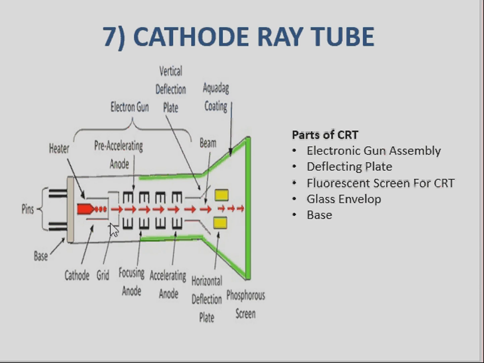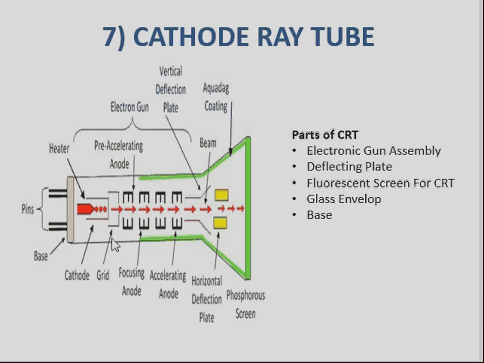These electrons now pass through this control grid, which is made of a material called nickel. This control grid is provided at the center part of the tube, and the axis of the control grid is coaxial with the cathode ray tube, that is, both are parallel to each other.